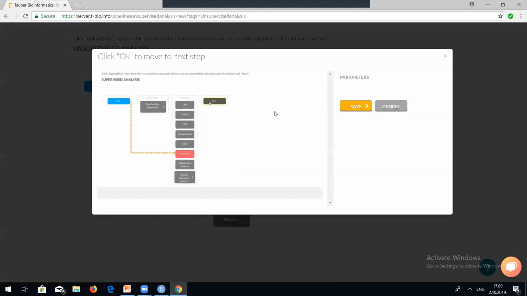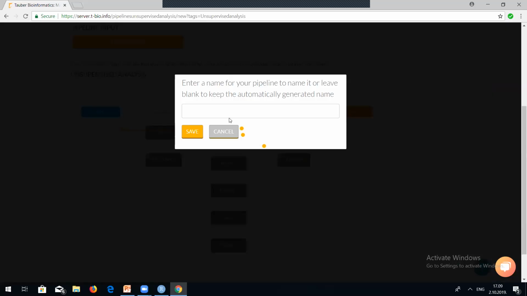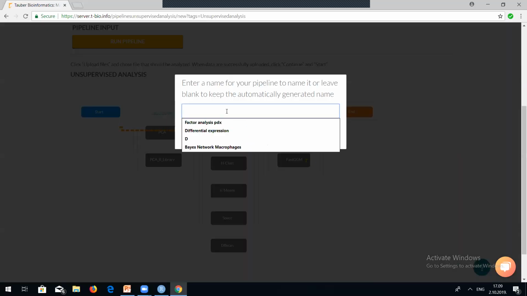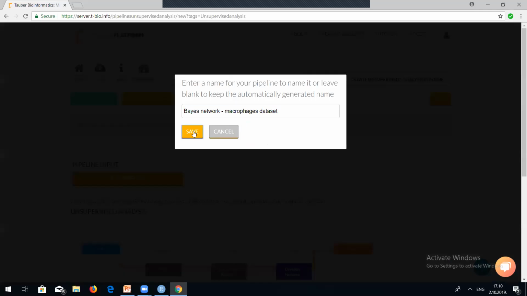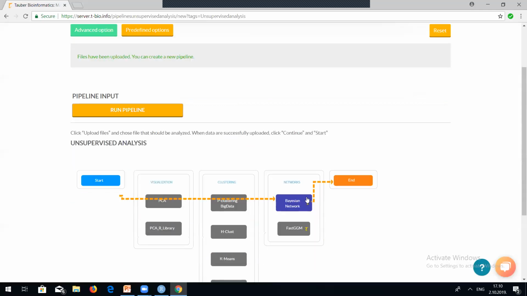After clicking end, we will have an option to create the name of the pipeline. So let's call this one, for example, bias network, and it's for the macrophages dataset. Sorry about this. So we finish the pipeline. We can see running here, and we just click Run Pipeline.